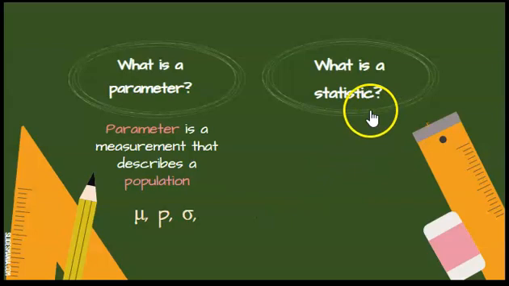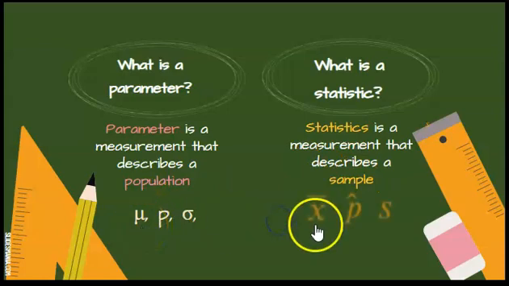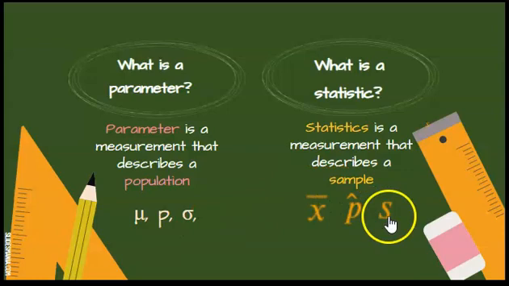Now, what's a statistic? Well, a statistic is a measure that describes the sample. All right, so if we take a mean from a sample, we don't use this symbol over here, mu, we use x bar. If we take a percent from a population, we use P, but if we take a percent from the sample, we use P hat. Looks like this. If we take a standard deviation from a population, we use the sigma symbol, but if it's from a sample, we use S. It's still standard deviation, but it's from a smaller group, a sample.